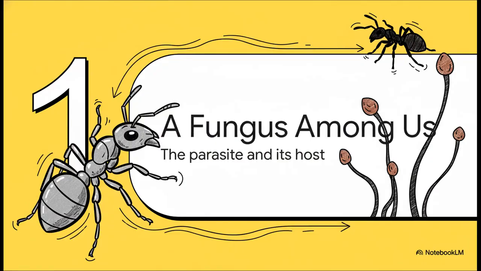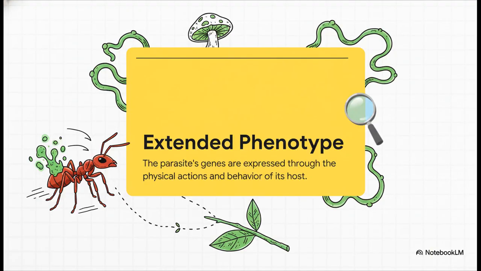So let's meet the two main players in this drama. On one side, you have the highly social, hardworking carpenter ant, and on the other, the parasite, a group of fungi called Ophiocordyceps. Now, to really get how this all works, we first need to understand a really cool biological concept. This whole wild story is possible because of something called the extended phenotype. So, what does that mean?